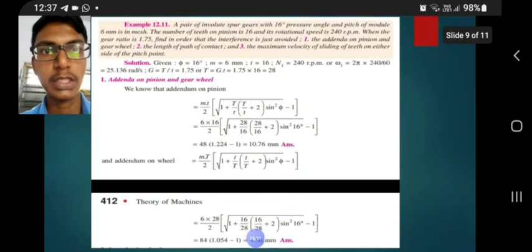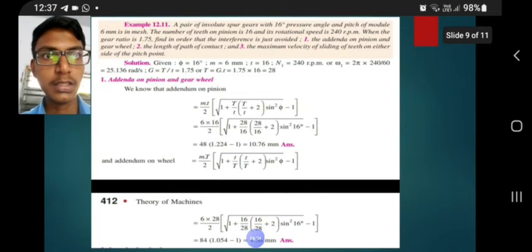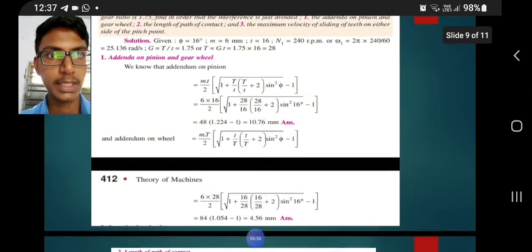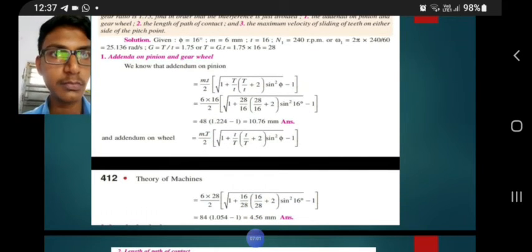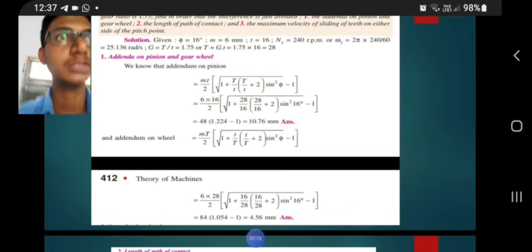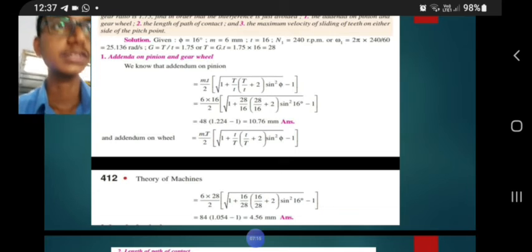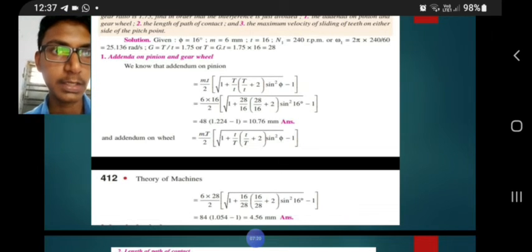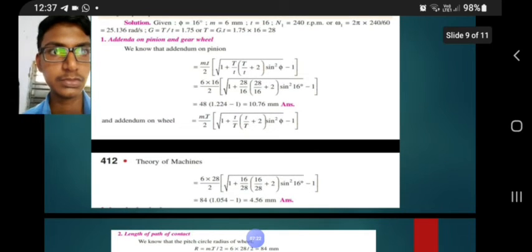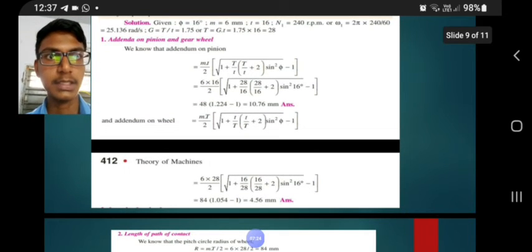Okay, we are going to find out first of all the addenda on pinion and gear wheel. We know the standard formula: the addendum on pinion is equal to m t by 2 times the root of 1 plus capital T, the number of teeth on gear, by small t, the number of teeth on pinion, times capital T by small t plus 2, sine square phi minus 1. Then we substitute the given values in this formula to find out the addenda on pinion and gear wheel.